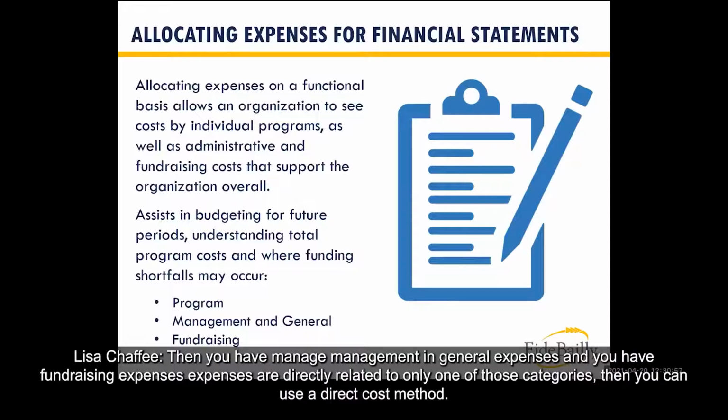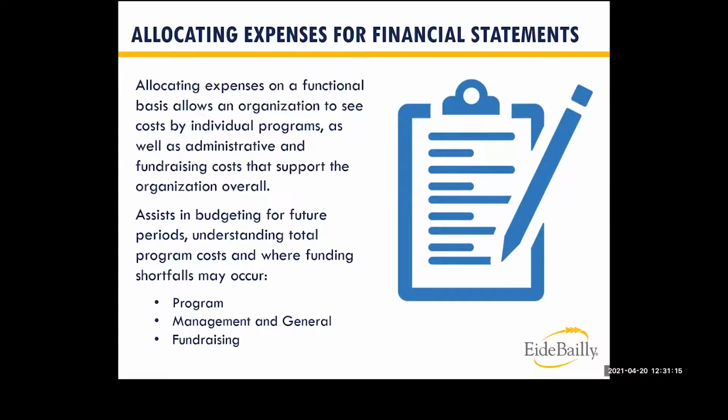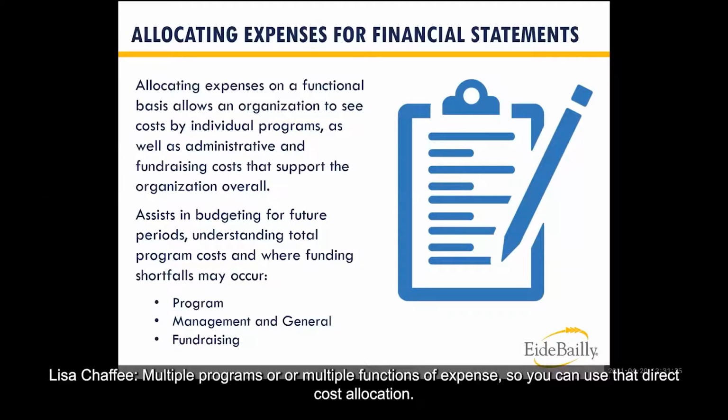Then you have management and general expenses, and you have fundraising expenses. If expenses are directly related to only one of those categories, then you can use a direct cost method of allocating that expense. An example might be a nonprofit that provides food to children or to low-income individuals. That food expense is a direct cost of a program, and so does not have to be spread throughout multiple programs or multiple functions of expense. So you can use that direct cost allocation.